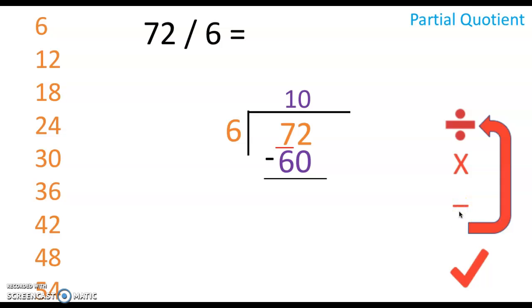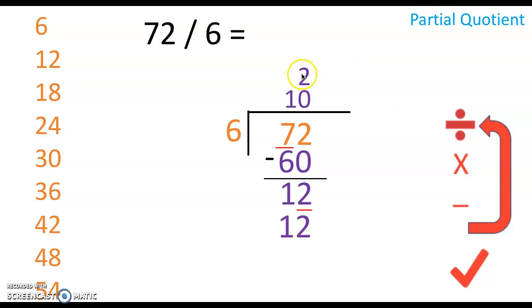Next, let's subtract. 72 minus 60 is 12. Then we're going to repeat back to division. So we know that we're now in the ones place, but we have some leftovers that we need to use. So what's the closest we could get to 12 without going over? Yeah, that's 12. We got that by skip counting 2 times.